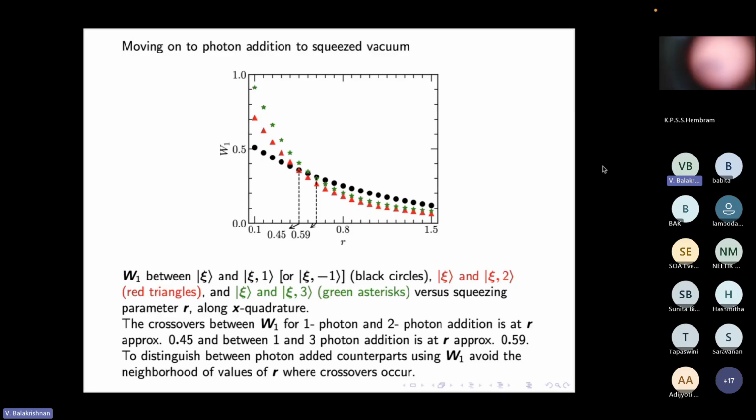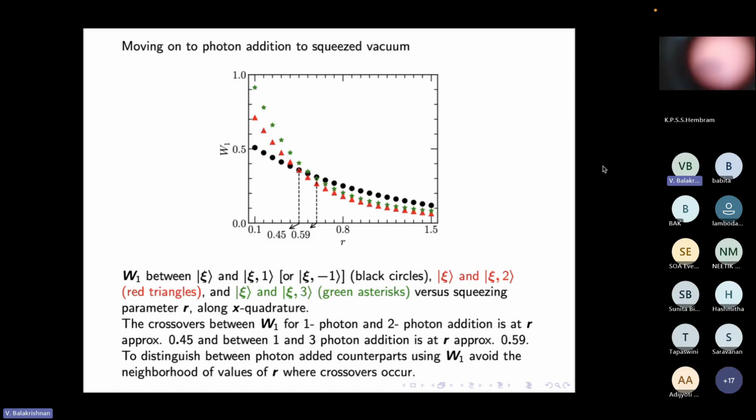Because if you look at the black circles in this plot, W1 between the squeezed vacuum and its photon added or subtracted counterpart, they are the same states. That's the black circles as a function of the squeezing parameter R. Between the squeezed vacuum and its two photon added counterpart, it's given in red triangles. And between the squeezed vacuum and the three photon added counterpart, it's given by green asterisks.